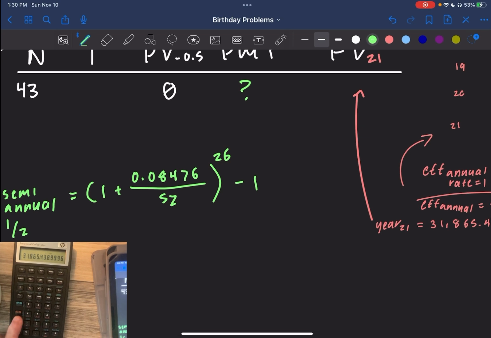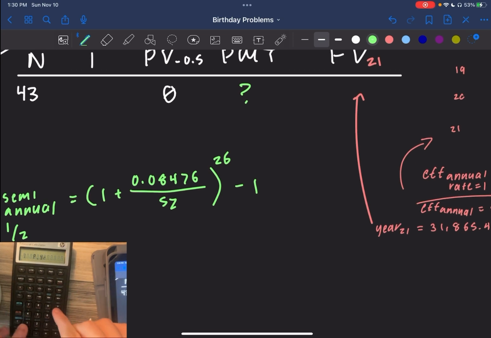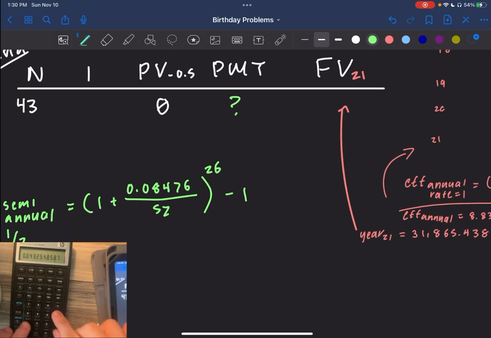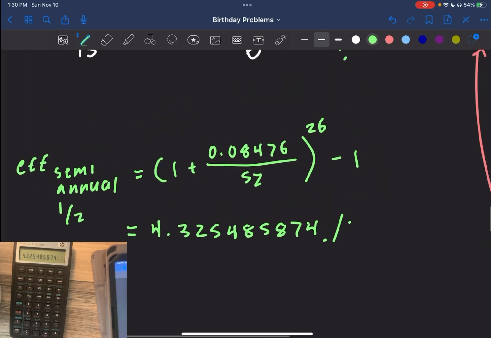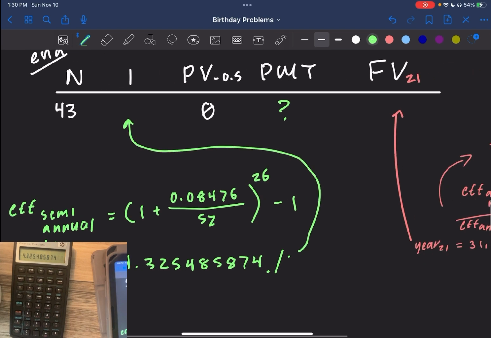All right, let's put that into our calculator. All right, and we get 4.3254885874. And that makes sense because since we're doing it semi-annually, it's going to be around half. So just a little check. So let's write that out. 4.3254885874%. And so this is going to be what we enter in for I.